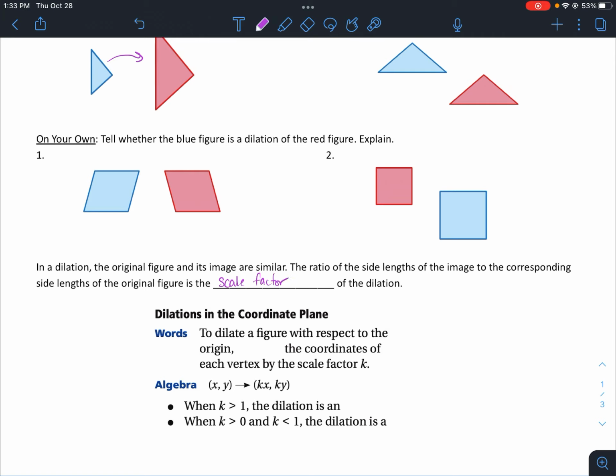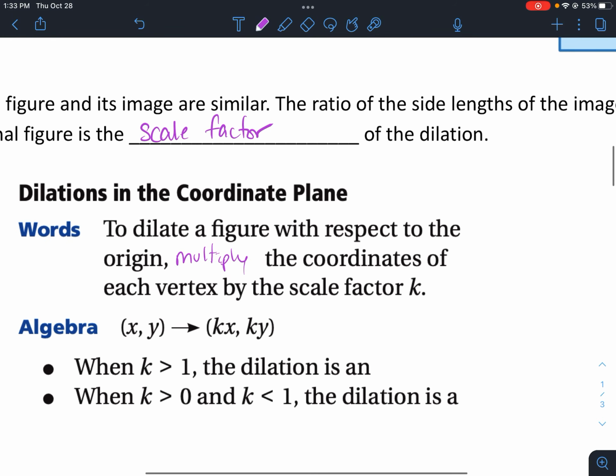Okay, so remember, our objective today is to dilate figures in a coordinate plane. To dilate a figure with respect to the origin, all you are going to do is multiply the coordinates, so both coordinates of each vertex, by the scale factor k. So if I have x comma y, you'll be multiplying both x and y by k.